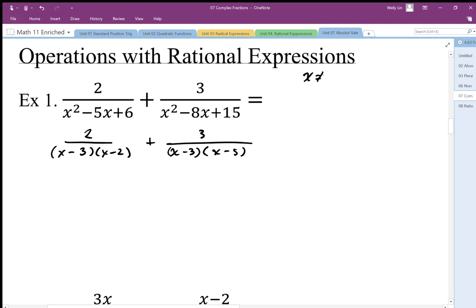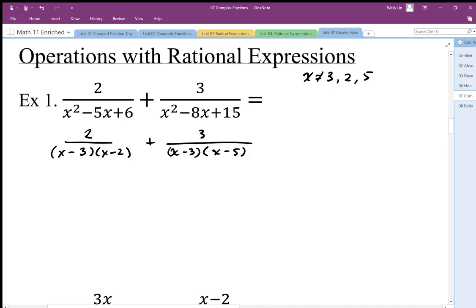So x cannot be equal to positive 3, because that will make this factor equal to 0, which gives me a divide by 0. x cannot be equal to 2, and x cannot be equal to 5. So I don't need to repeat that 3 here, but I need to recognize that there's a new factor over here of x minus 5.